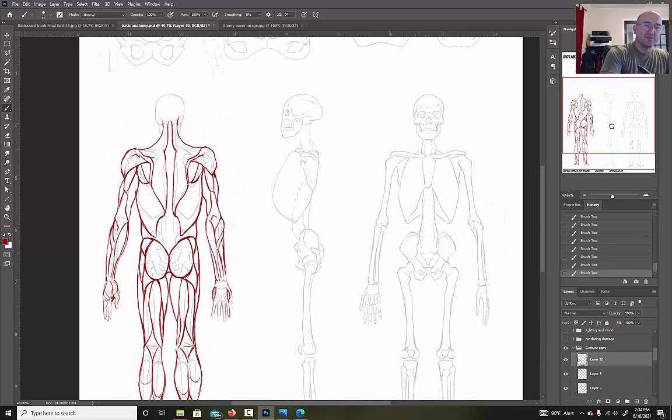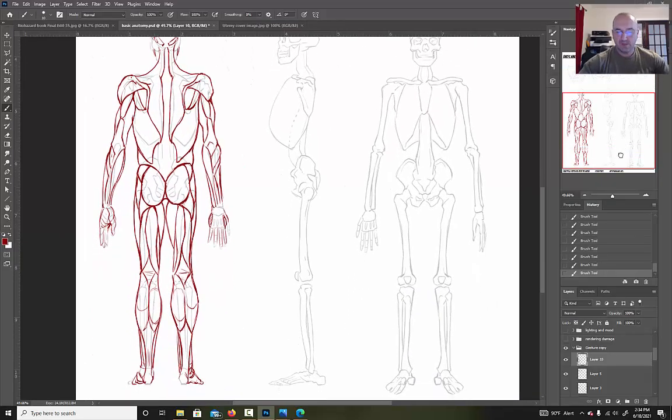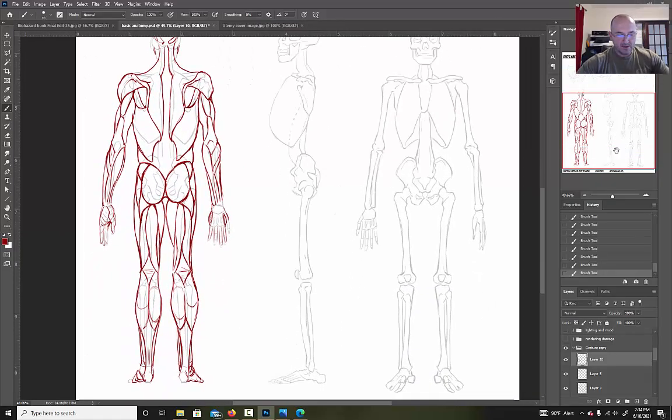As far as the head goes, you've got a small muscle group right at the base of your skull on either side, and then the muscles that attach your jaw. Then your ears would be sitting on top of that. So we're going to move over to the side view, just so we can keep this moving.